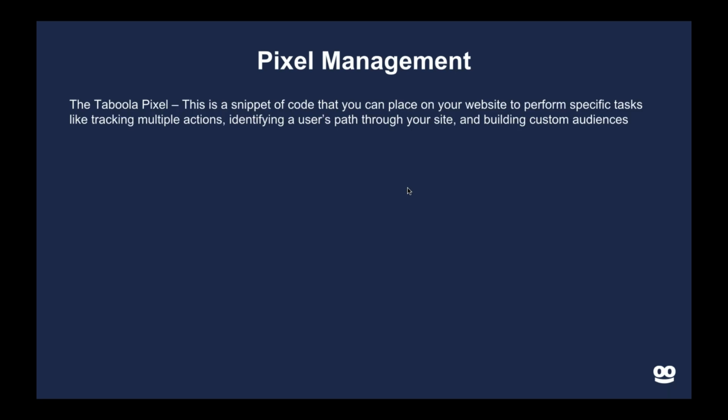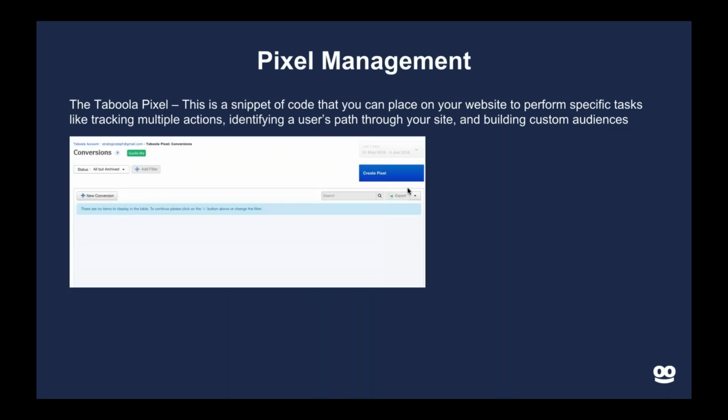So once we get into pixel management here, what is a pixel? Well, the Taboola pixel is a snippet of code that you can place on your website to perform specific tasks like tracking multiple actions, identifying a user's path through your website, and building custom audiences for retargeting purposes.